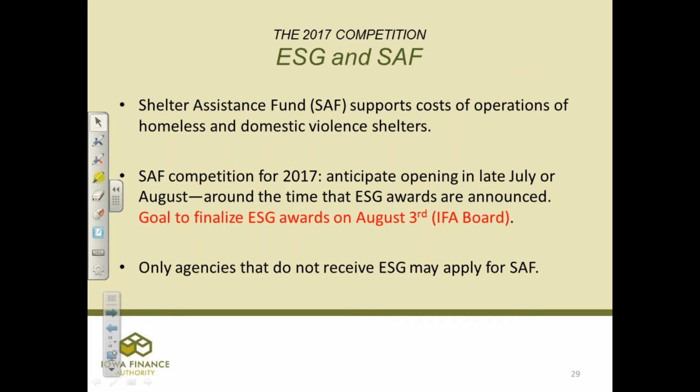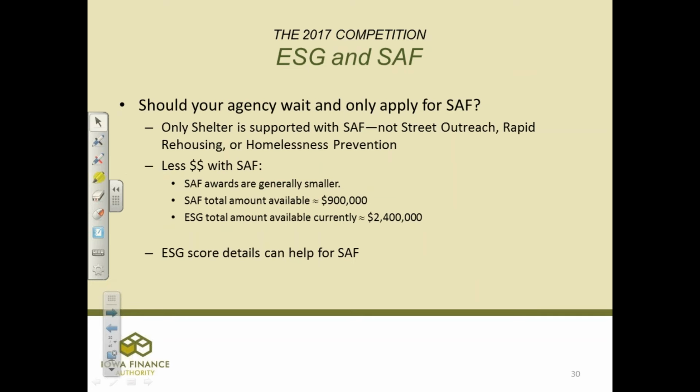As for our timing, our goal is to make ESG awards in early August. That's our IFA board that makes ESG awards, and that's their scheduled meeting, and that is what we're targeting. So we'll see, we'll try for that. The Shelter Assistance Fund competition depends on that a little. We don't like to open it too much before we make ESG awards, just in case an agency applies for ESG, isn't funded, and then decides to later apply for the Shelter Assistance Fund. Certainly you can't get both for one time period, one or the other. Talked a little bit about that. Should your agency wait and only apply for Shelter Assistance Fund? Certainly an option. It just really depends on your agency and your planning.